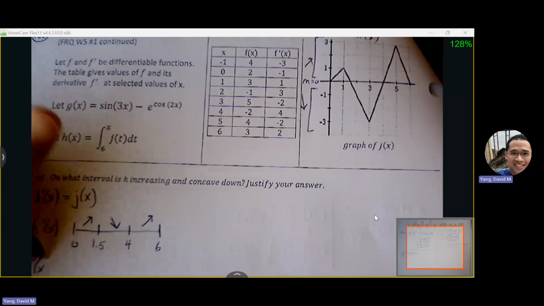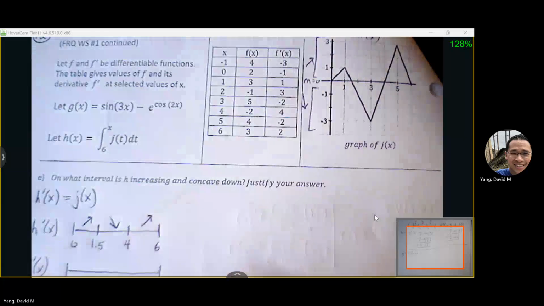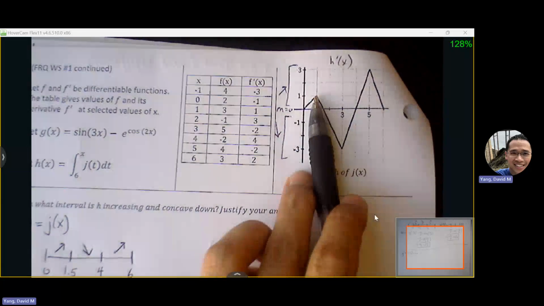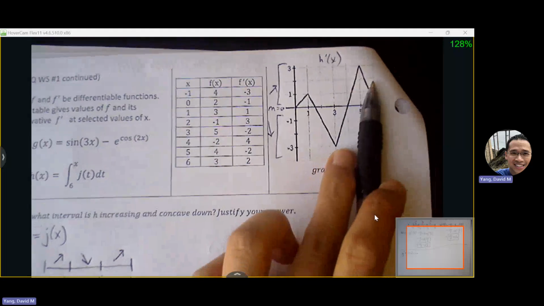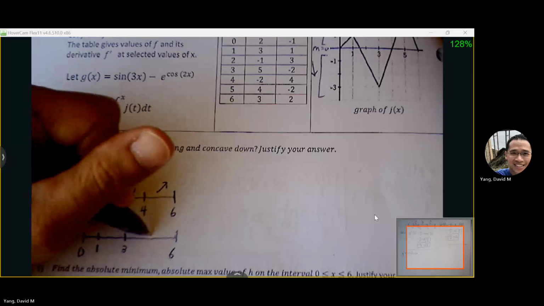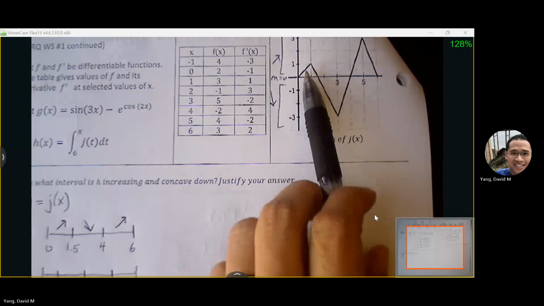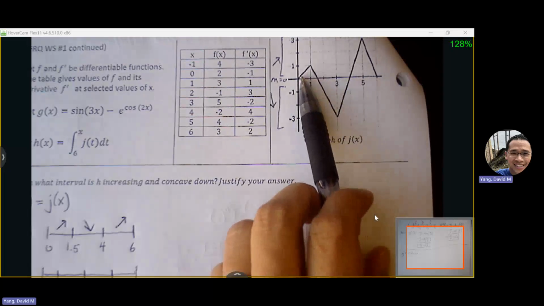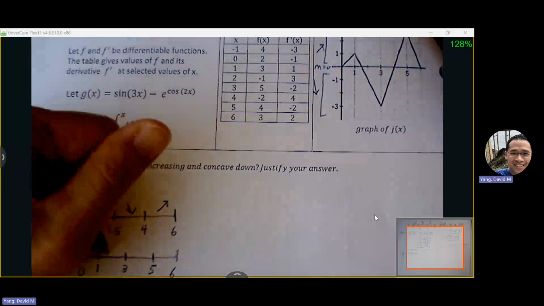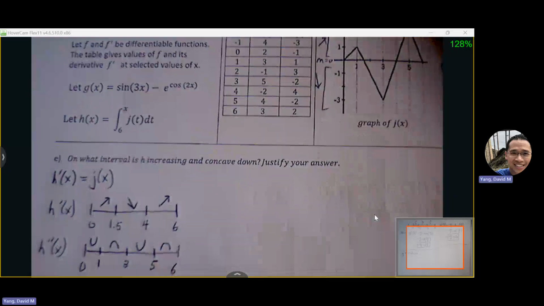We can also gather our concavity information. We look for peaks and valleys, hills and valleys, max and mins. So 1, 3, and 5. Positive slope on my H prime is concave up. Negative slope is concave down. Positive slope, concave up. Negative slope, concave down.